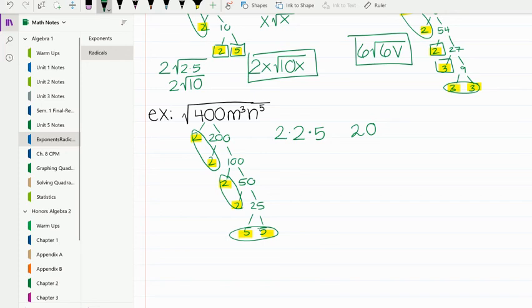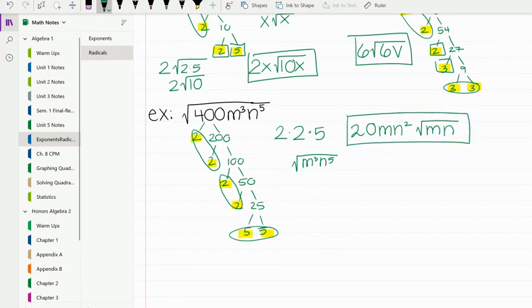Okay, so now let's look at the next part, which is m cubed n to the 5th. So we want to think how many m squareds are in m cubed. There's 1, but then I have to leave 1 on the inside. And then I'm looking at n to the 5th. How many n squareds are in n to the 5th? There's 2, but then I have to leave 1 on the inside because it's left over. So your final answer would be 20mn squared, the square root of mn.